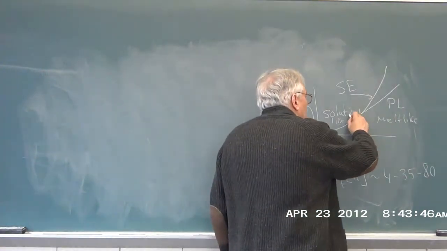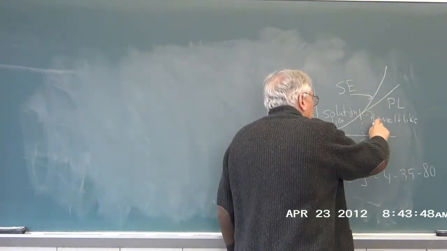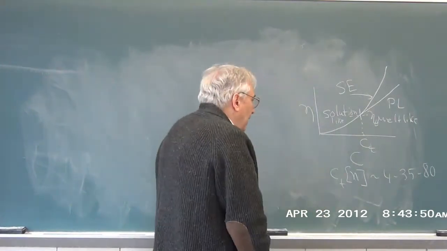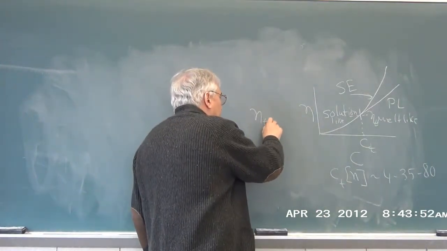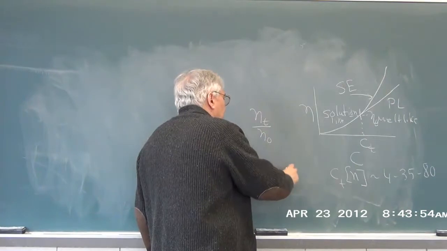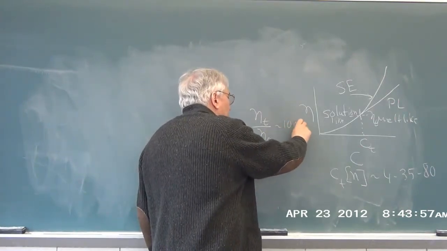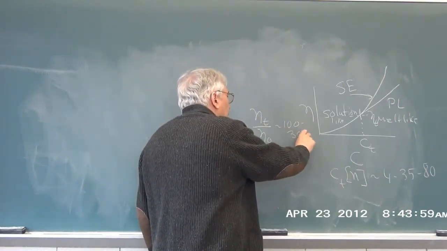However, there is also a transition viscosity, and if we look at eta T divided by the solvent viscosity, we discover this is rather consistently 100 to 300.